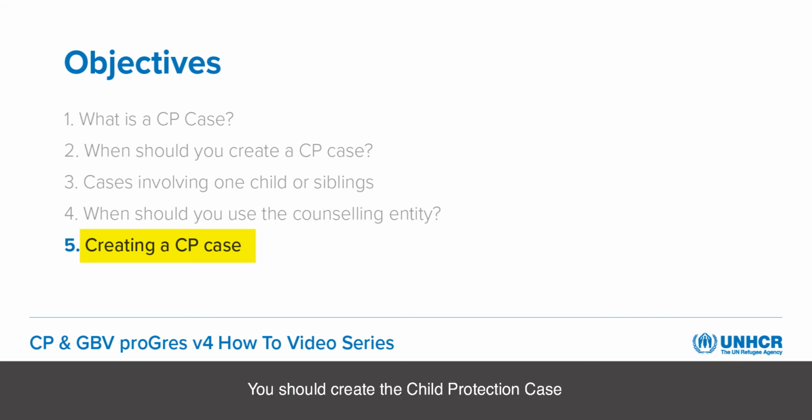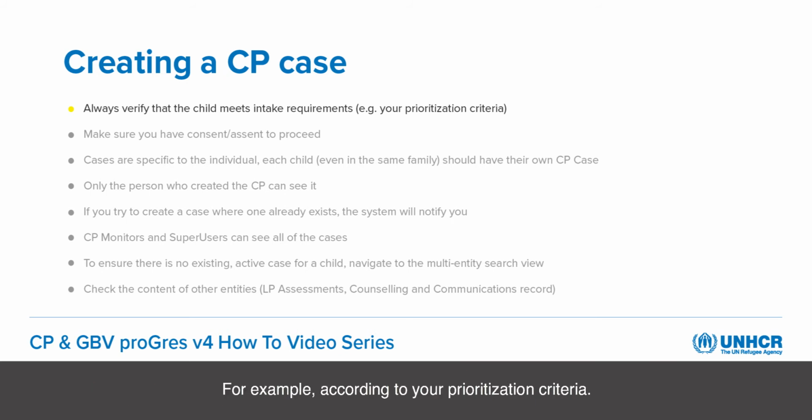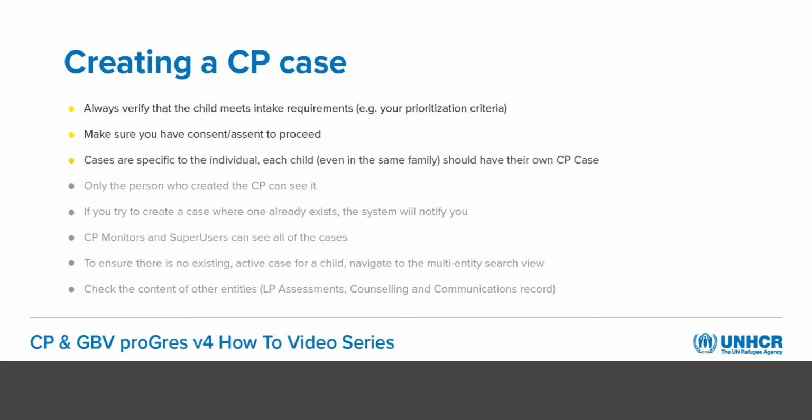You should create a child protection case when you have verified that the child meets the intake requirements for case management, for example, according to your prioritization criteria. You should only open a child protection case when you have the consent or assent to proceed with case management. Remember that cases are specific to the individual, so if more than one child needs case management, even in the same family, they should still have their own CP case.